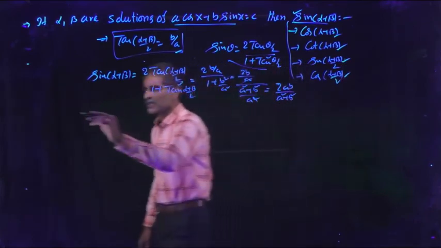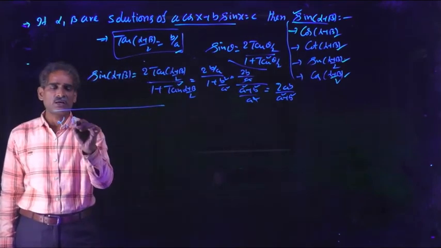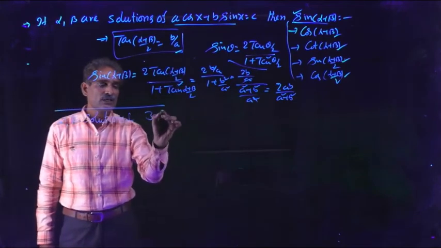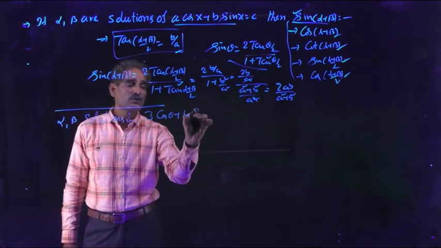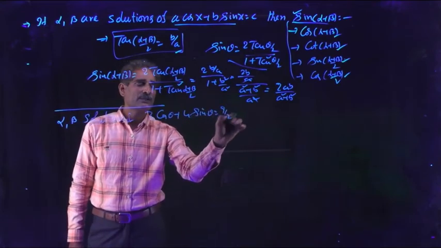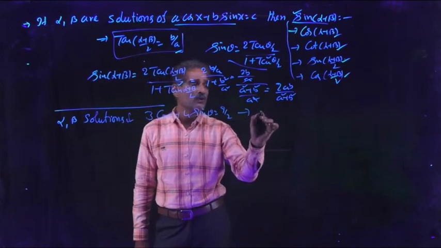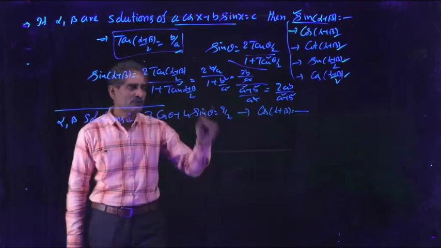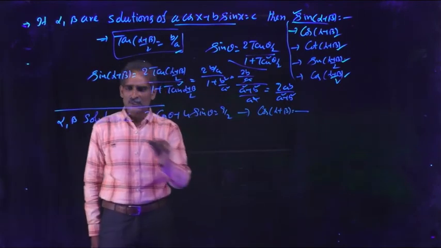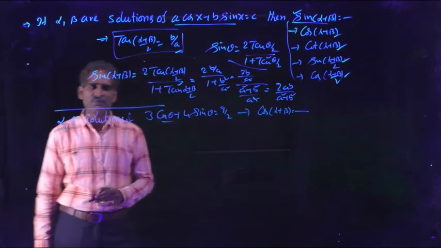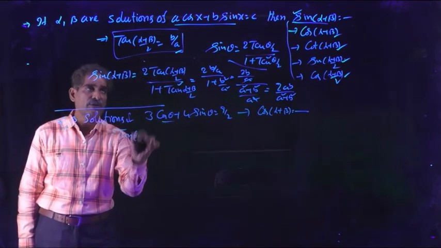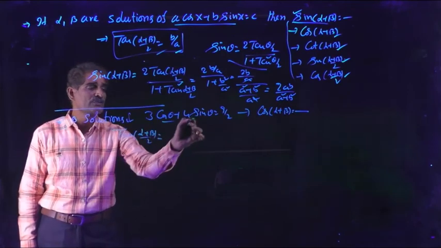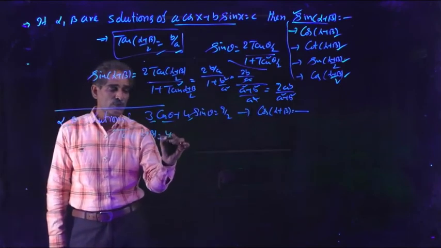Suppose we are given: if alpha, beta are solutions of 3 cos theta plus 4 sin theta is equal to 9 by 2, what is the value of cos of alpha plus beta? How can you find cos of alpha plus beta? Simple. If the problem is like this, from this we can find tan of alpha plus beta by 2. We have a formula for this: tan of alpha plus beta by 2 is equal to coefficient of sine by coefficient of cos. That is equal to 4 by 3.